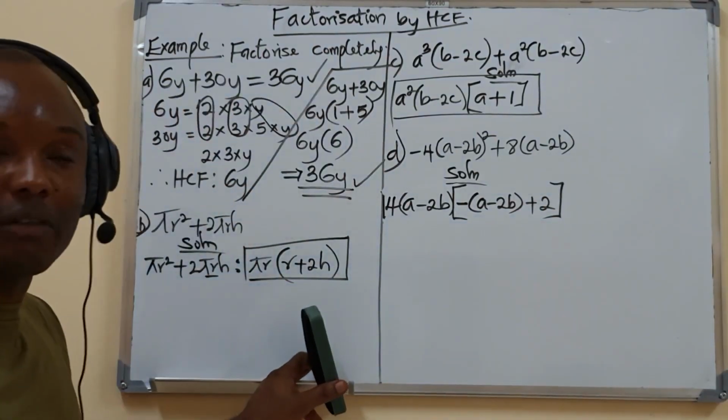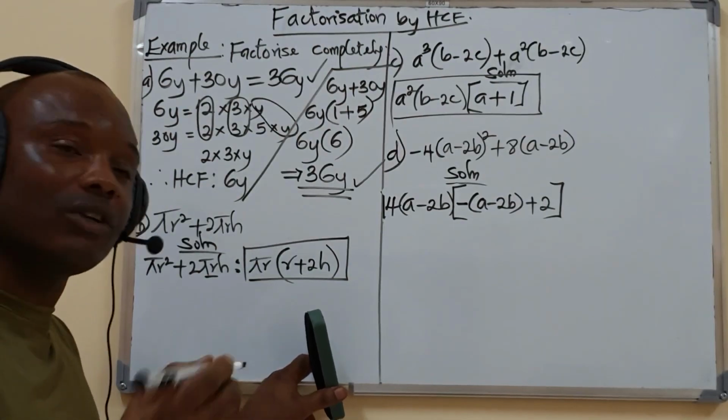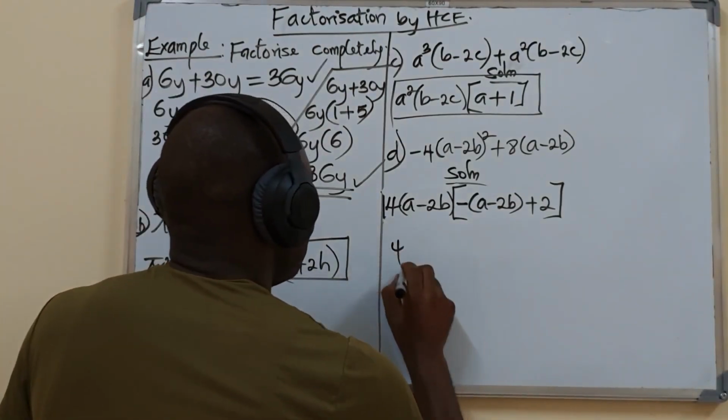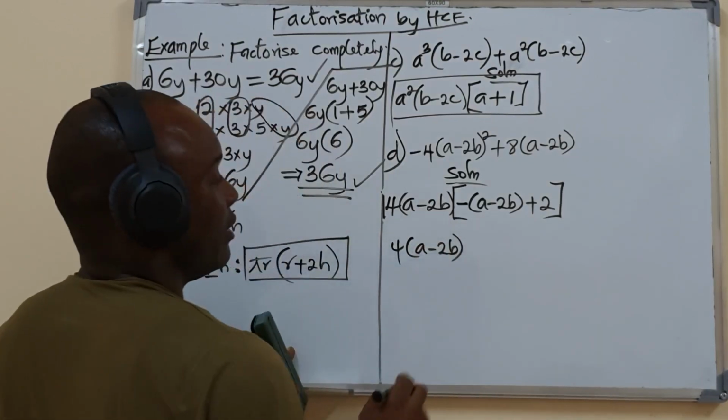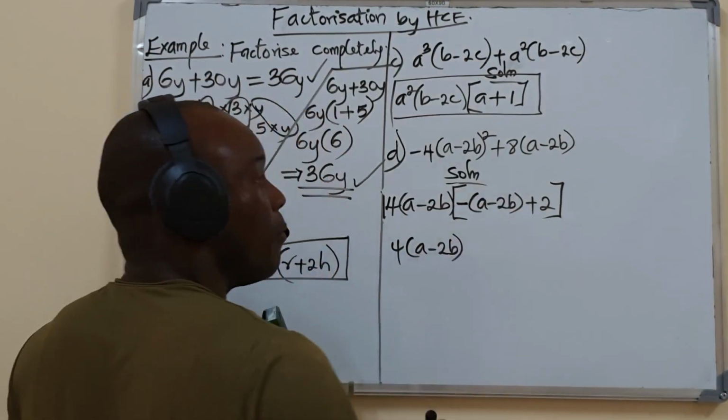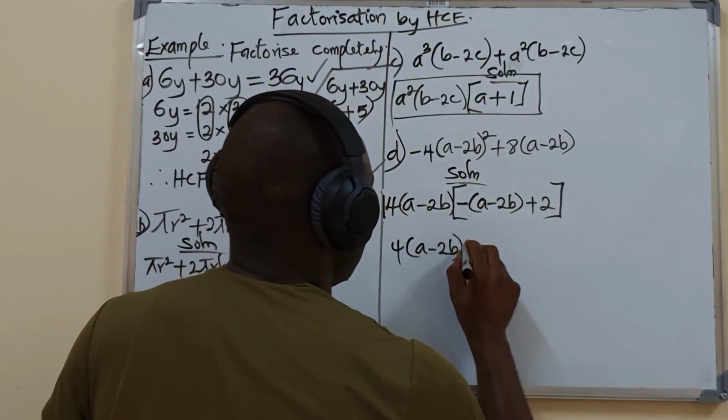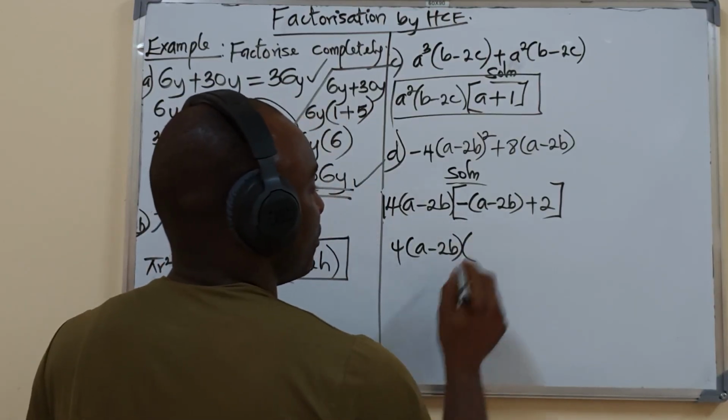You may choose to simplify the bracket. It works, so let us do that. Outside the bracket, we have 4 open bracket a minus 2b, close the bracket. But inside the bracket, we can open it up. And to do that, it's easy, yeah? We open the bracket now.